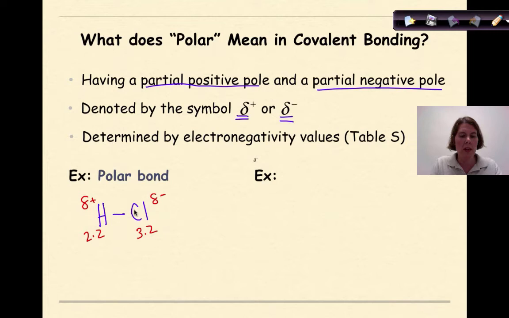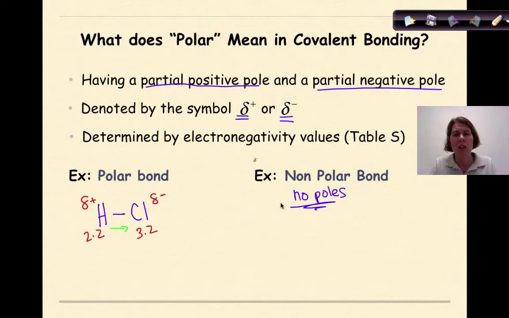And basically what that means is that these electrons that are shared between the hydrogen and the chlorine are pulled closer to the chlorine than they are to the hydrogen, because chlorine has a greater ability to attract electrons to itself. Another example of a bond would be a nonpolar bond. So nonpolar basically means no poles. So there's not going to be these slightly symbols. One end is not going to be slightly negative or slightly positive.